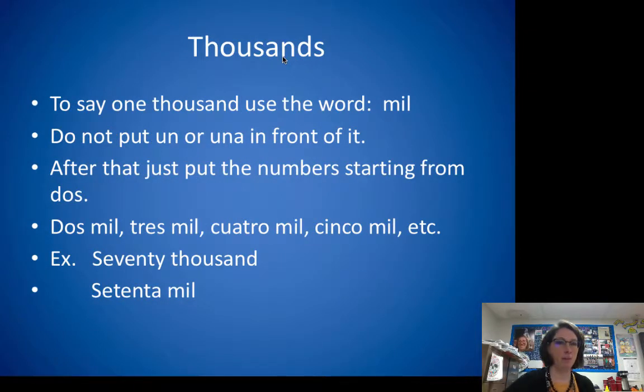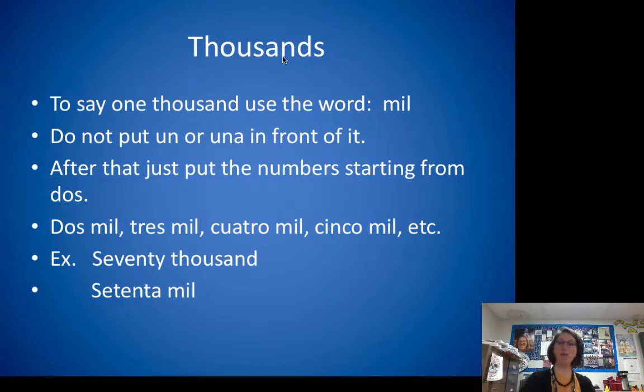So to say 1,000, we use the word mil. You absolutely cannot ever, never put una in front of that word. So if you want to say 1,000, it's just mil. Okay? After that, you just put the number in front of it. So 2,000, dos mil. 3,000, tres mil. 4,000, cuatro mil. That goes all the way up to the millions. So I can say 647,000, I would do my 600, so seiscientos, cuarenta y siete mil. That's all you got to do is add mil after it.